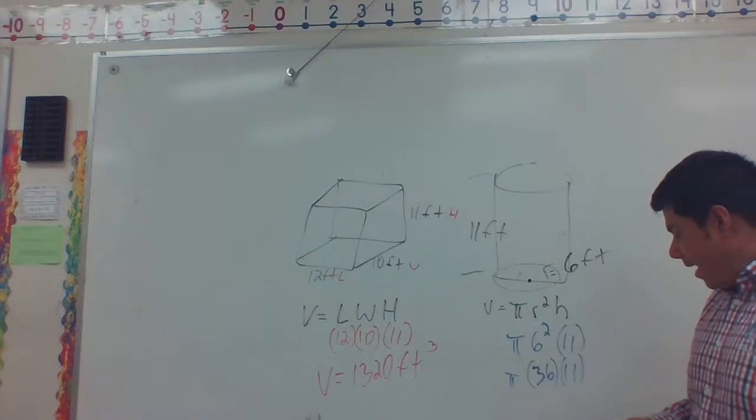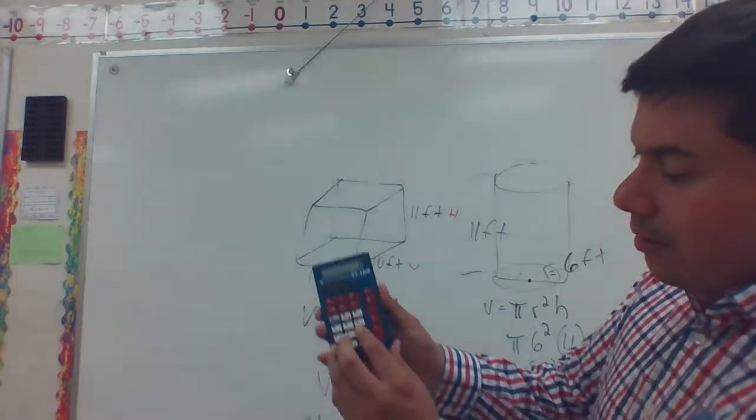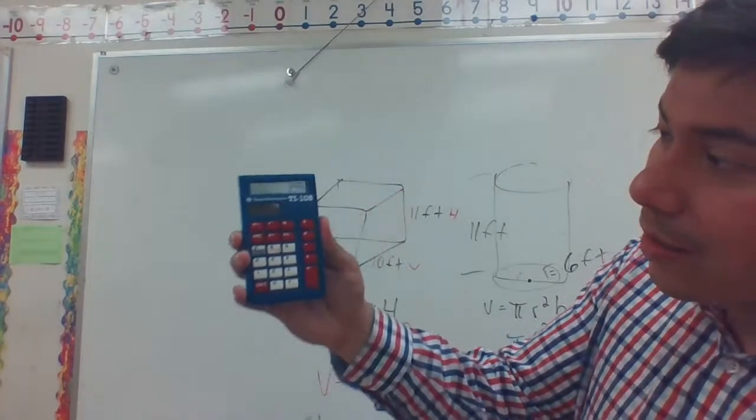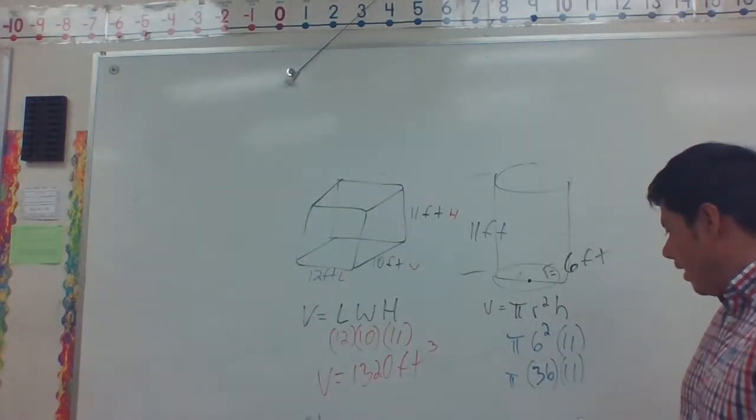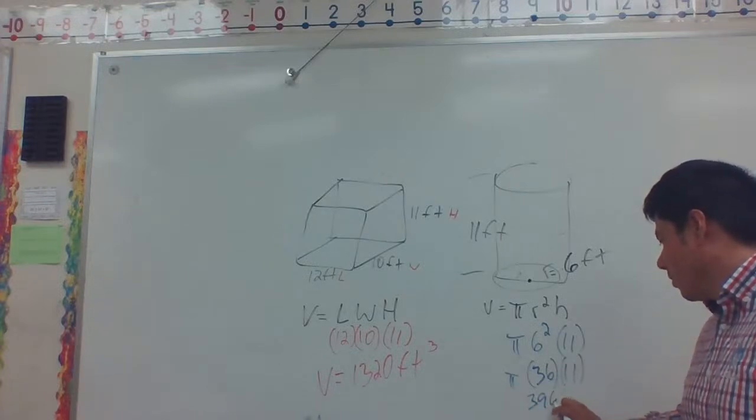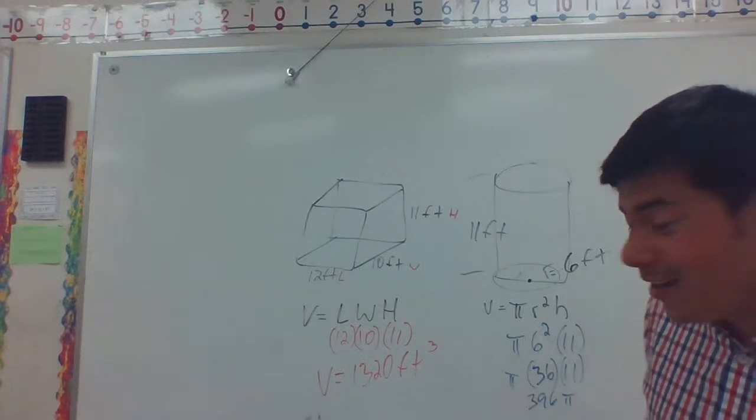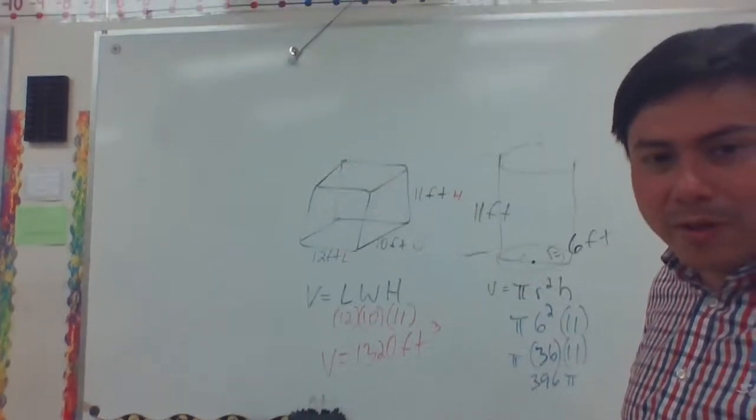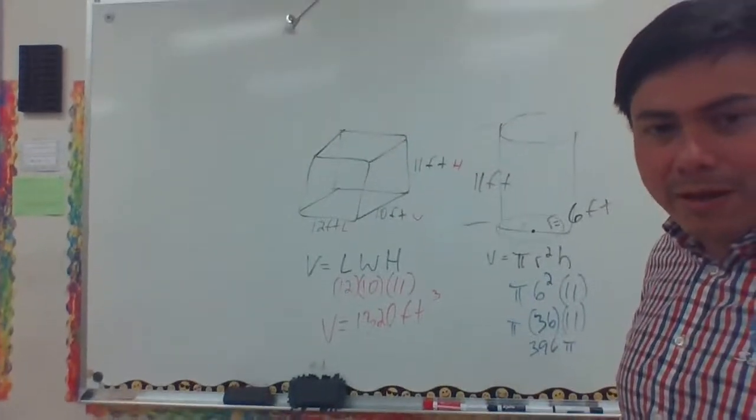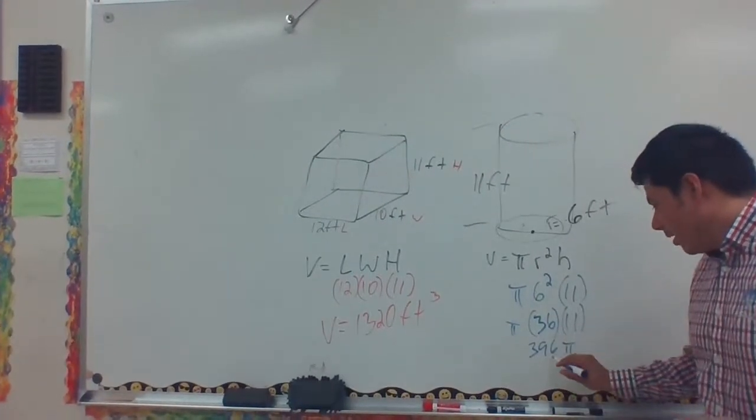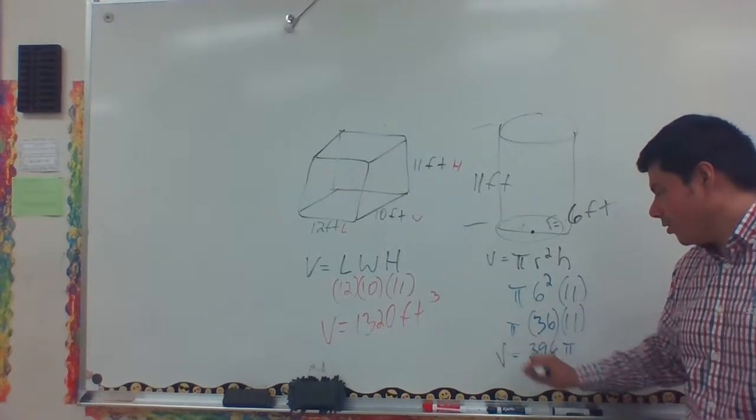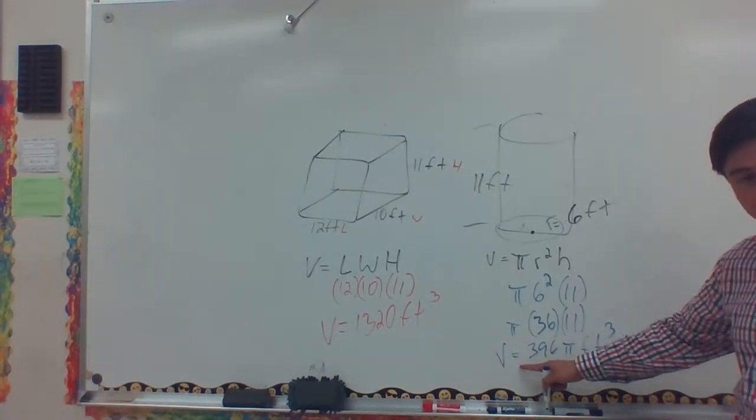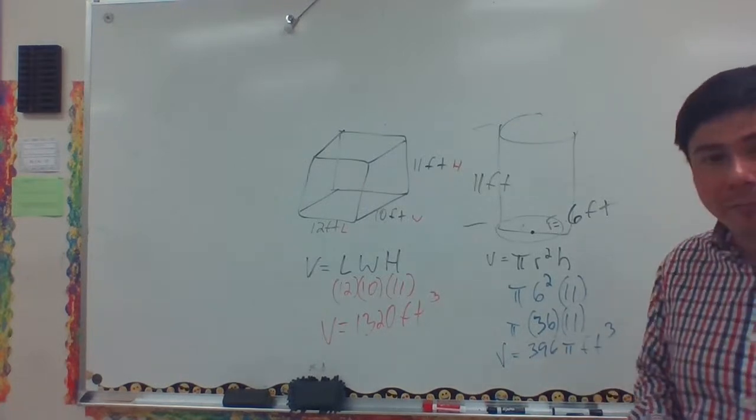Okay? So I'm going to grab my handy dandy calculator. And I'm going to do 36 times 11. And that's 396. Now, the reason that's important is because if they say in terms of pi, this would be the answer. And the reason that's important is because that is still an exact portion because we have not evaluated the pi.